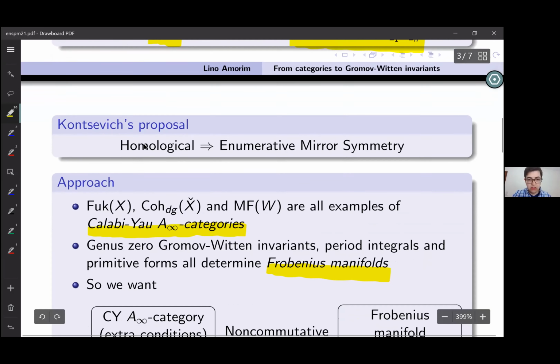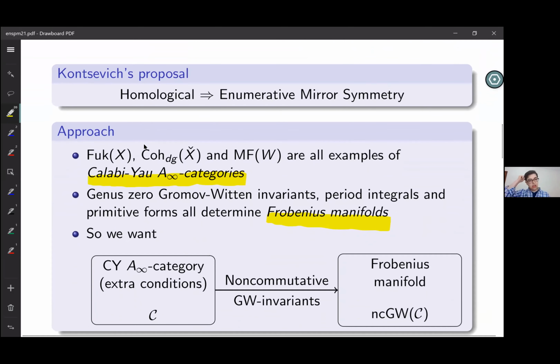Okay, so to realize this proposal, what do we want? We want a machine that eats these infinity categories and spits out Frobenius manifolds. Okay, that would be the hope. And the idea is that when you feed it the Fukaya category, you hope that what you get on the right-hand side is the actual usual Gromov-Witten invariants of the space, the symplectic manifold you're considering. So I'll call this non-commutative Gromov-Witten invariants, because, I don't know, it sounds fancy.